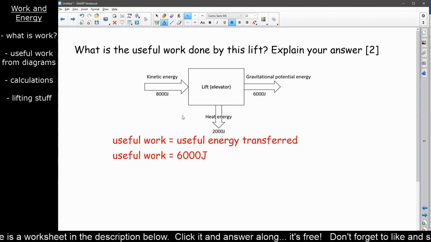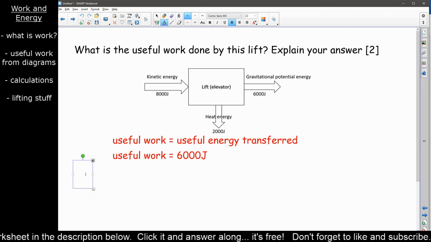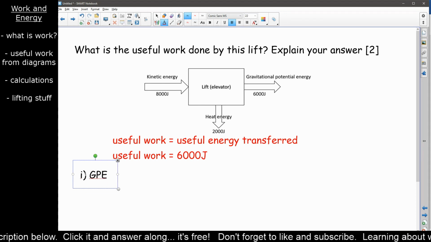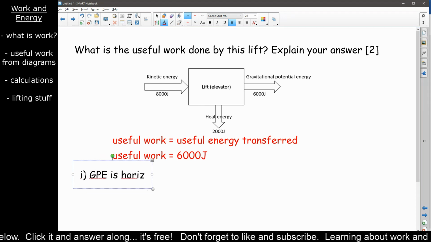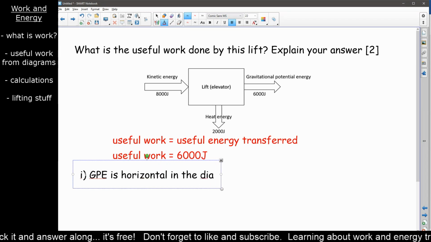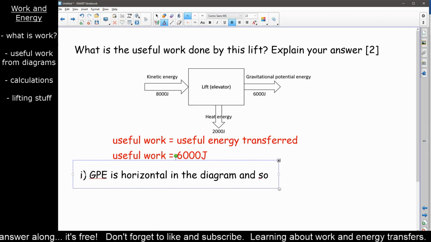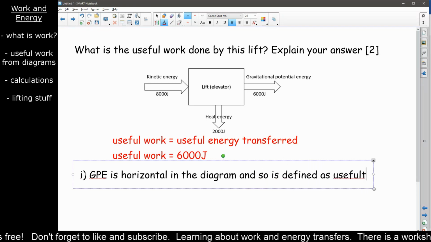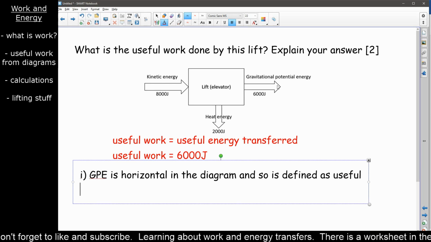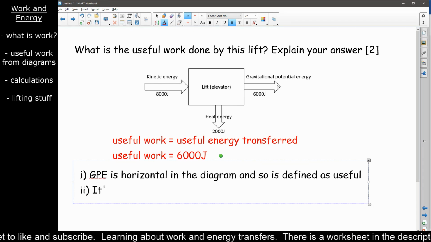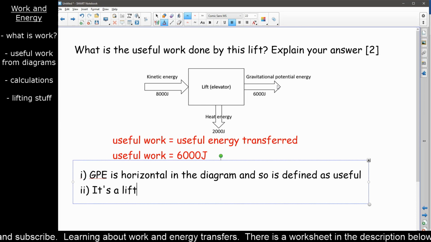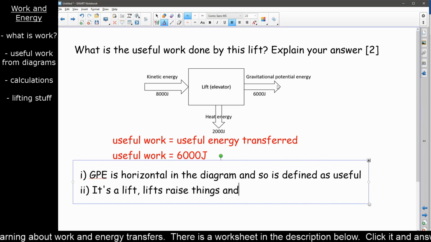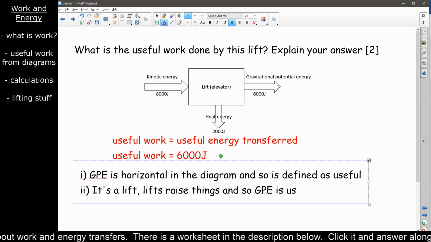Second mark, a little bit more tricky. Explain your answer, because you can go with 2 things here. First one you go with is the gravitational potential energy is horizontal in the diagram, and so is defined as useful. Okay, that's how you knew which one to use, because it was coming out across here. Or alternatively, it's a lift. Lifts raise things, and so GPE is useful.